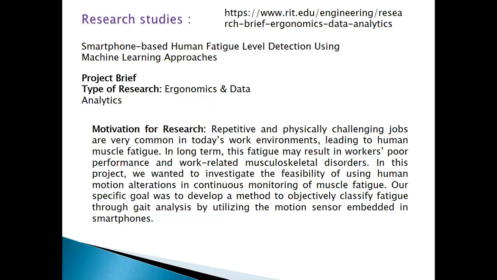Here are some of the existing research studies which I collected from online web sources: how to detect the human body fatigue level with the help of a machine learning approach with smartphone interconnect facility. So what is the primary motivation for the research?